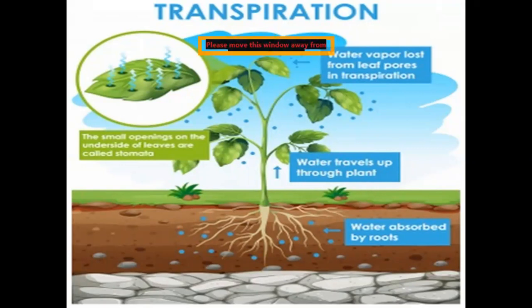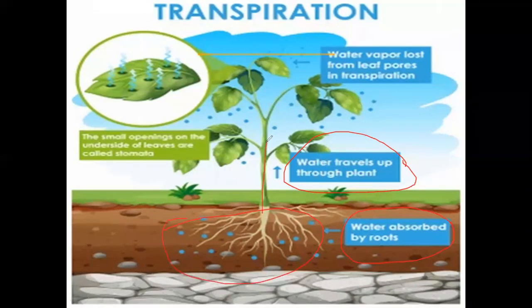What is transpiration? All of you know that the plant absorbs water by the roots. This water will travel up. It moves upward from the roots up to the stem and then to the different leaves. So it moves to the leaves. So water is going to be lost from the leaf pores in the process of transpiration.